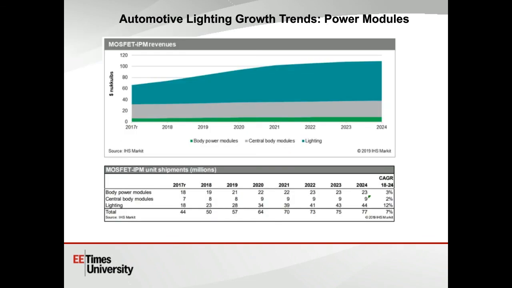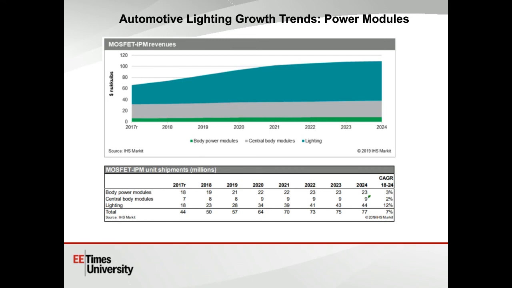And of course, as we increase the amount of LEDs in vehicles, we also increase the power modules that are needed to drive them. And this is under, broadly speaking, the body and convenience segment of the market. This market is predicted to grow at around a 7% compound annual growth rate. But within that segment, lighting modules are expected to be the highest subsegment.